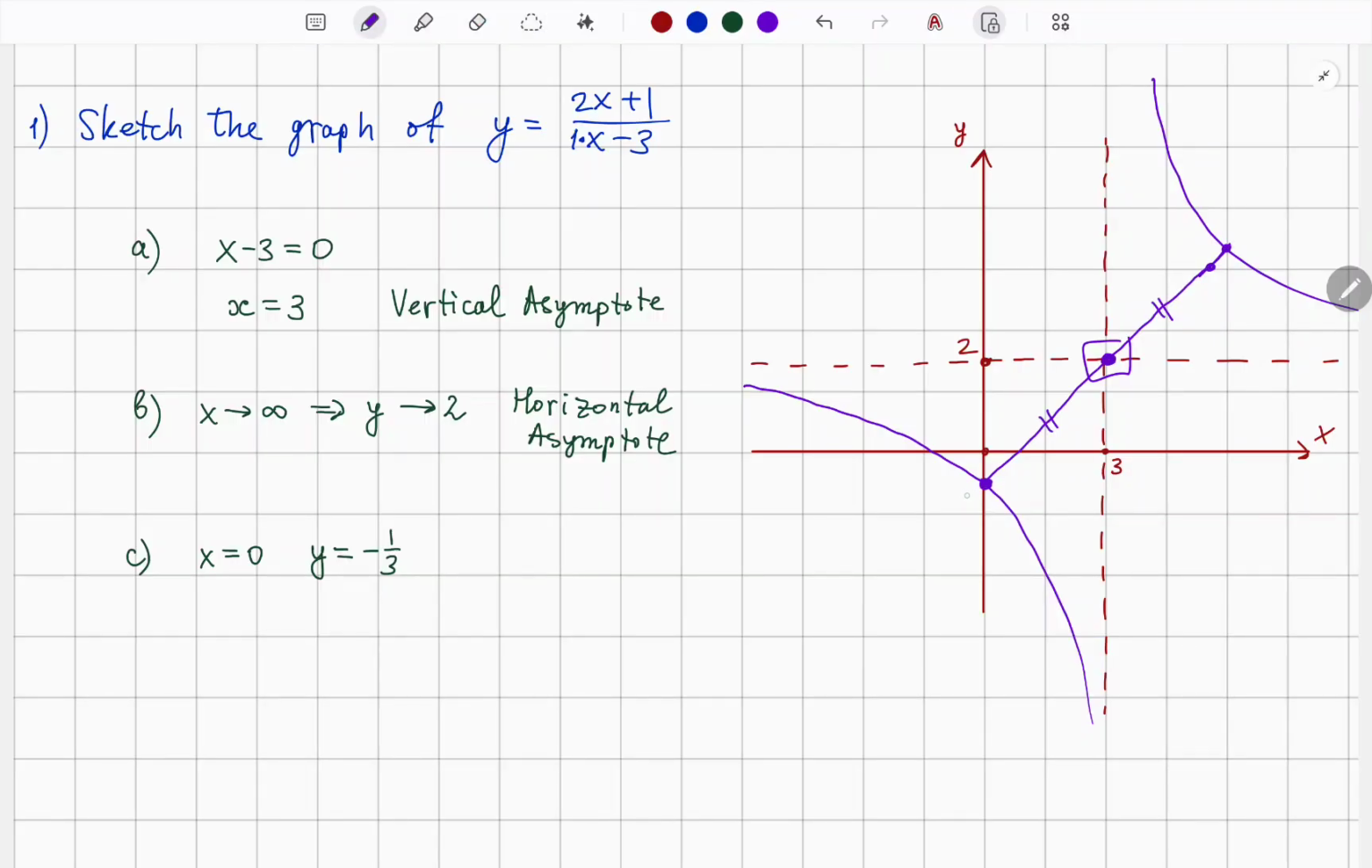Also, it's a good manner to indicate the intercepts with the axis. So this is minus 1/3. And if you want to find the x-intercept, you take the numerator of the rational function and solve the equation very quickly. 2x plus 1 is equal to 0. I hope your mental skills are pretty fast. So 2x plus 1 is equal to 0 when x equals minus a half. So this one is minus a half.